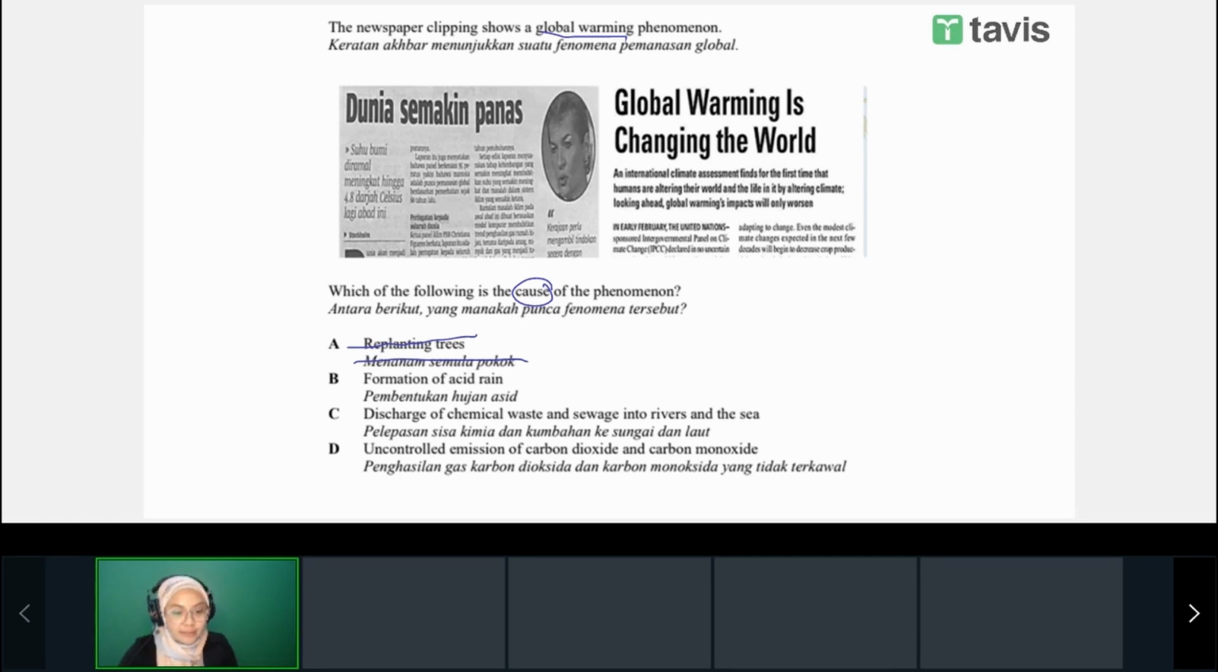Formation of acid rain. It is the effect of air pollution. So it has nothing to do with the causes of global warming. And C. Let's read C. Discharge the chemical waste and sewage into rivers and the sea. This one is a statement that leads to water pollution, not global warming. So we can get the correct answer, which is D. Now we selesai D, for uncontrolled emission of carbon dioxide and carbon monoxide. We know that carbon dioxide and carbon monoxide are the main substances that may cause global warming, the main substances of the greenhouse gases.